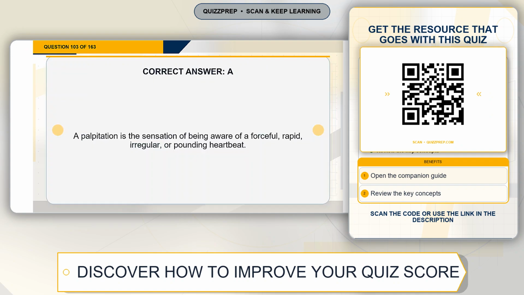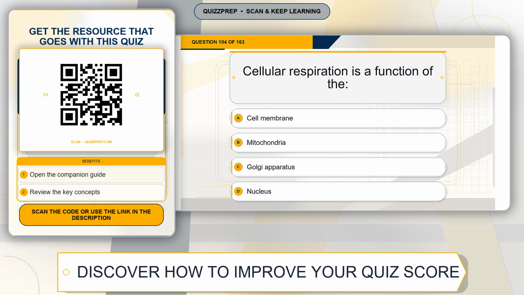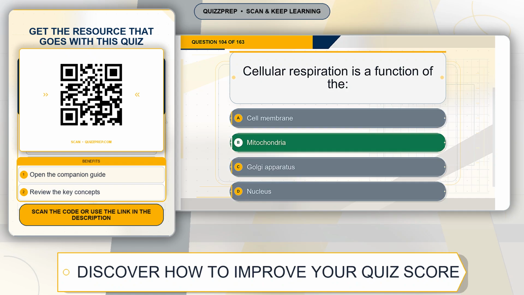Explanation. A palpitation is the sensation of being aware of a forceful, rapid, irregular, or pounding heartbeat. Question 104. Cellular respiration is a function of the: Option A, cell membrane. Option B, mitochondria. Option C, Golgi apparatus. Option D, nucleus. The correct answer is option B, mitochondria.